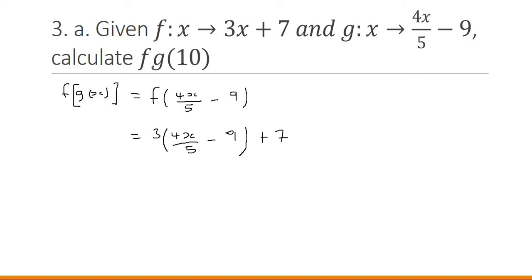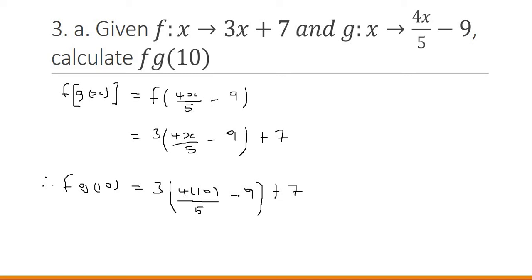Now we can go ahead and determine the value of f of g of 10. So what this is saying, where we see x in this function, we should replace it with 10. So therefore, f of g of 10 is going to equal 3, open bracket, 4. Instead of putting back x, I'm going to replace it with 10. So it's going to be 4 times 10 all over 5 minus 9, close bracket, plus 7.